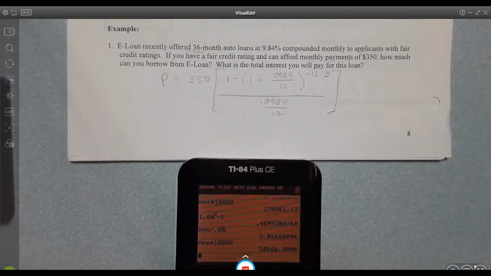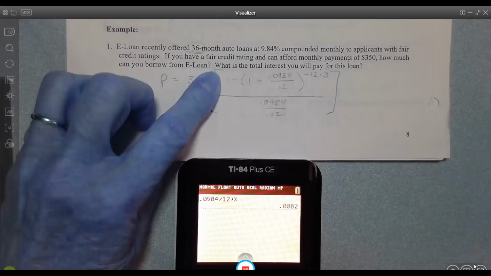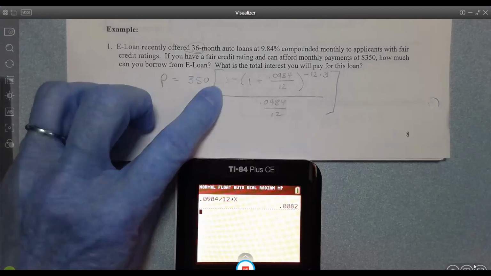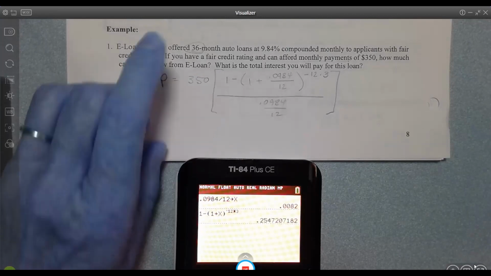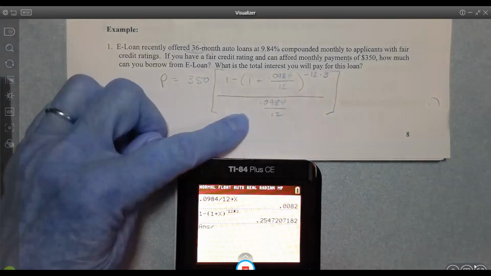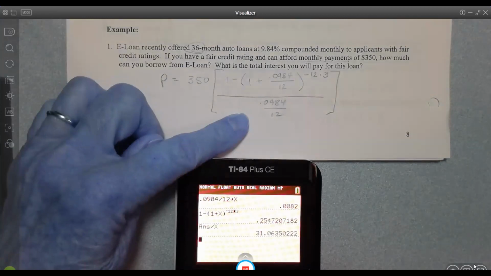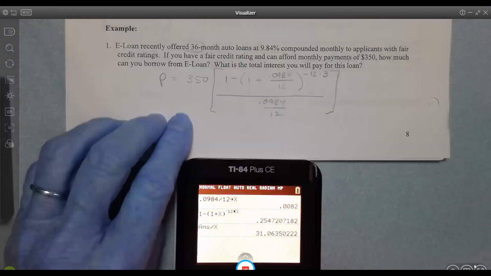All right, so 0.0984 divided by 12 stored in for X. You always do the numerator. My calculator will catch up, I hope. There. So 1 minus parentheses 1 plus X raised to the negative 12 times 3. I'm still in the numerator, which means I'm still in my bracket. I need to divide that by X. I stored that earlier. That number right there is this number inside my bracket. So let me multiply that by 350.